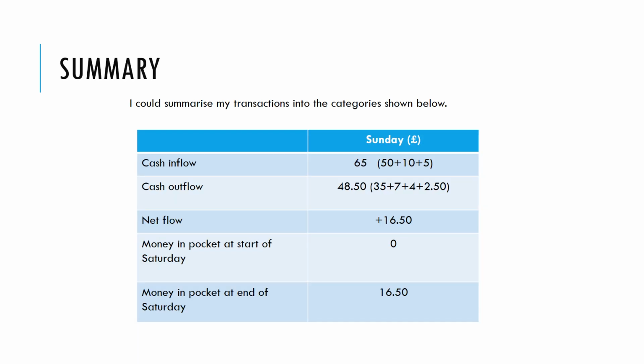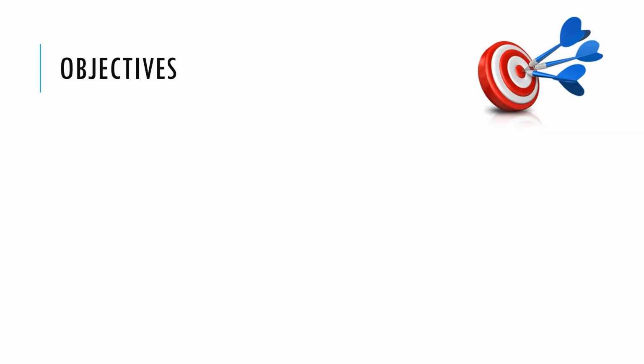I could have summarised my transactions into the following categories: cash inflow, all the cash I received throughout the course of the day, the 50, the 10 from the lottery and the 5 from my friend, 65, all the cash outflows, all the cash I spent, to leave me my net flow of plus £16.50, money I had at the start of the day and money I had at the end of the day. And that would summarise my cash flow for Saturday, and it's a very similar idea for business. And that's what we're going to look at in this video.